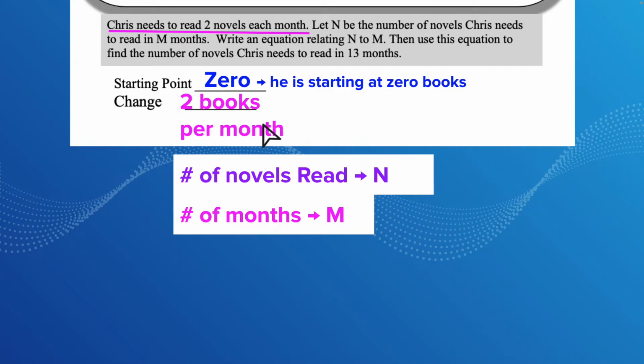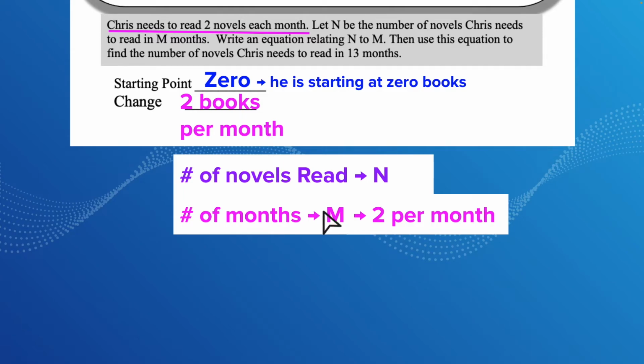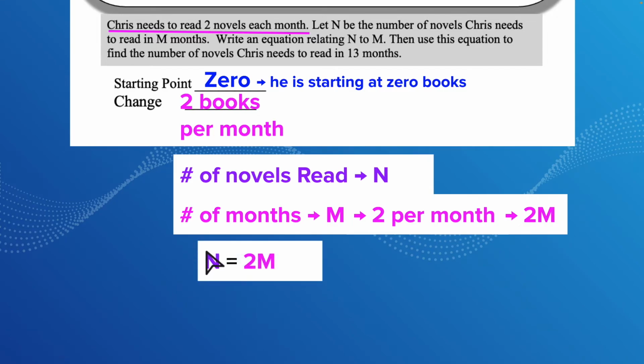So this one is going to be a little different. And I put this on here because the number of months is m, and he's reading 2 per month. So it's really going to be 2m, right? So we can reduce that very quickly so that we can start writing an equation for this. With this one, we have the number of novels that he's read equals 2 times the number of months he's been reading. So this is not going to match the number of months like the last one did, because it was 1 centimeter per month for that plant. This is going to be 2 per month. So it's going to be twice.